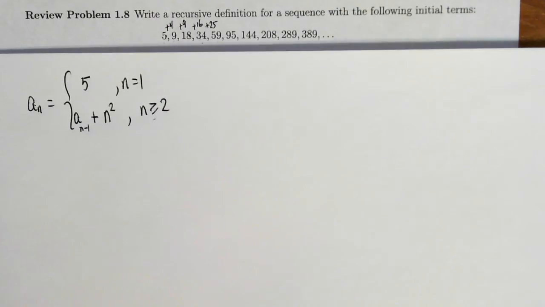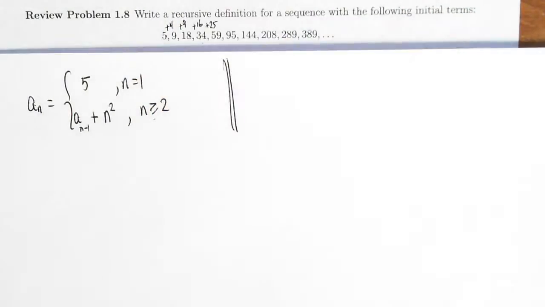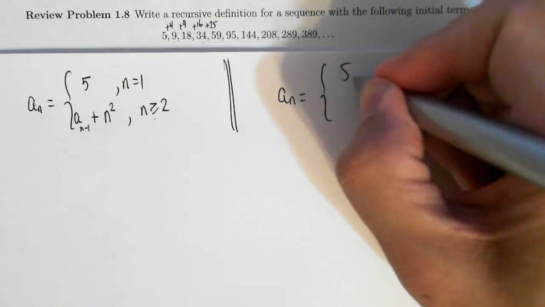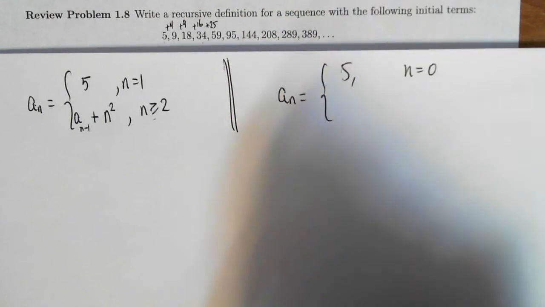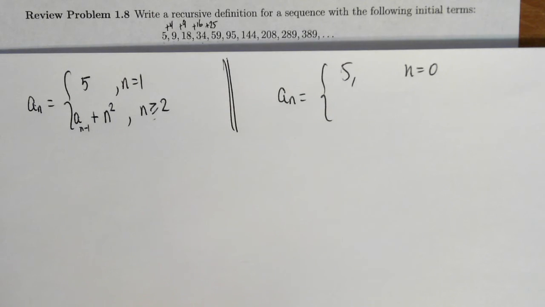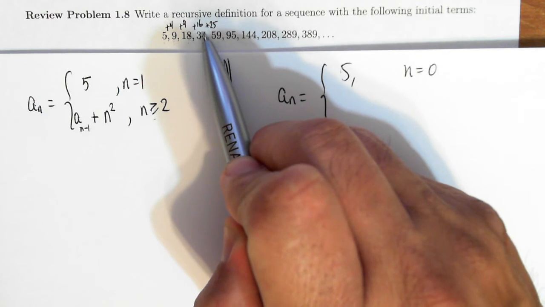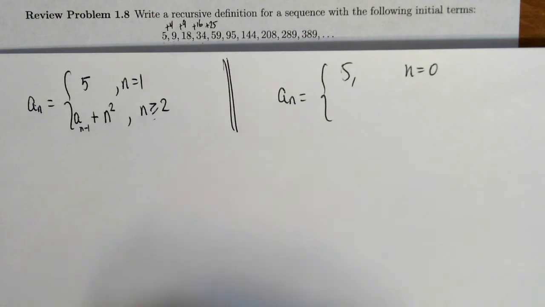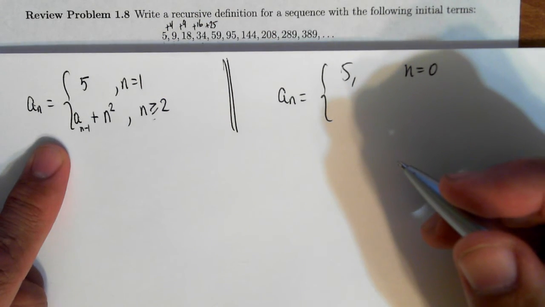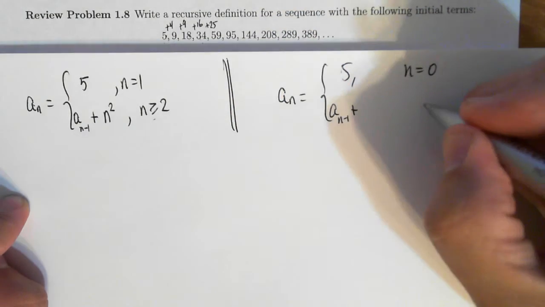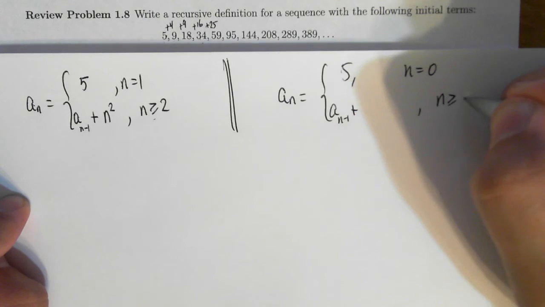Okay, now that's correct. For the sake of completeness, let me do this again. But this time, let's suppose that the sequence starts on n equals 0. So that's the 0 term, that's the 1 term, that's the 2 term, that's the 3 term, and so on. Now it's going to look an awful lot like we have here on the left. It'll be the previous term plus something, as long as n is now greater than or equal to 1.